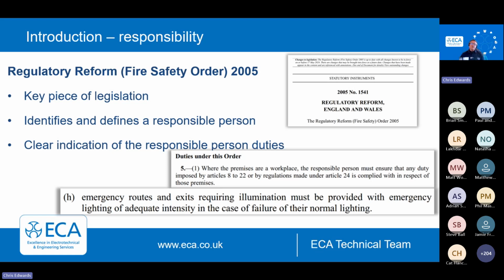All the way through the Fire Safety Order, from Articles 8 to 22, they need to ensure that their duty is adhered to. And of course, another pointer again, that emergency routes and exits require illumination from emergency lighting in the Fire Safety Order.